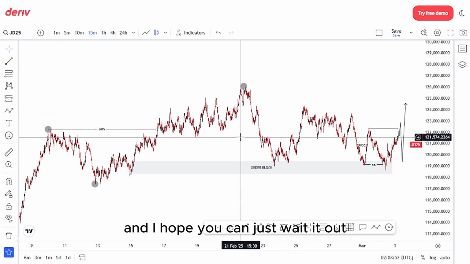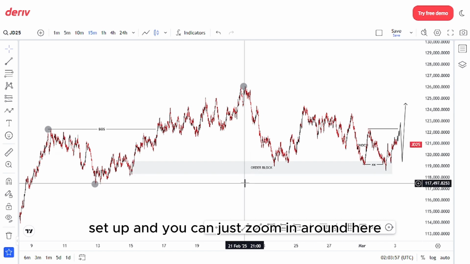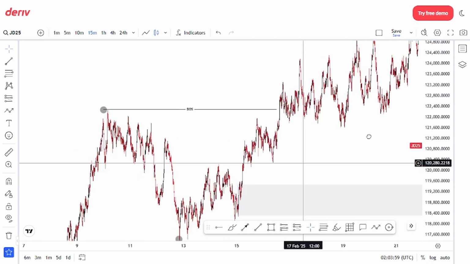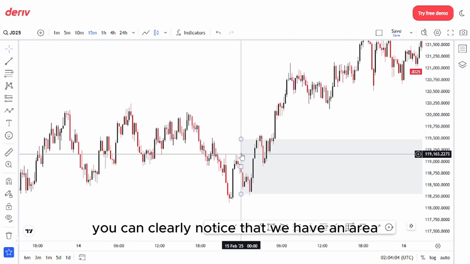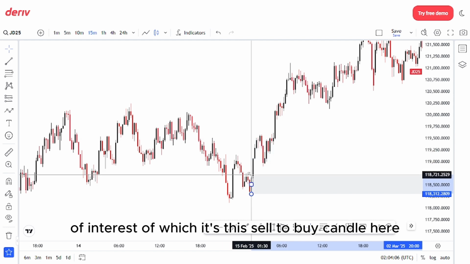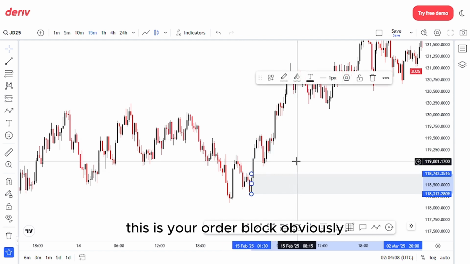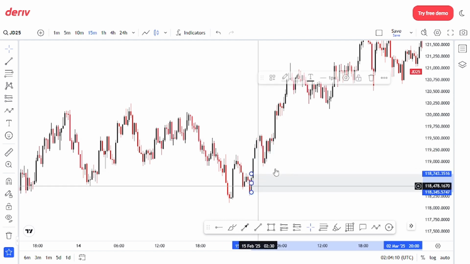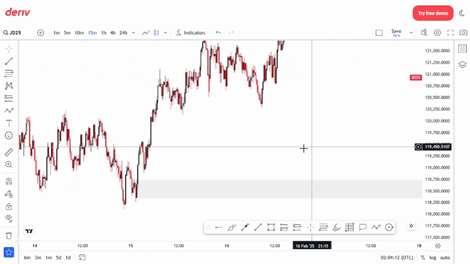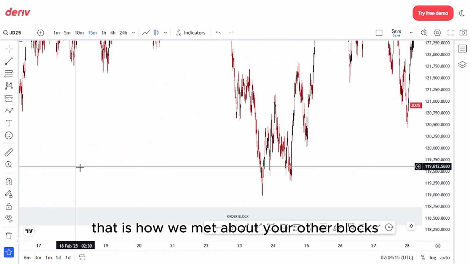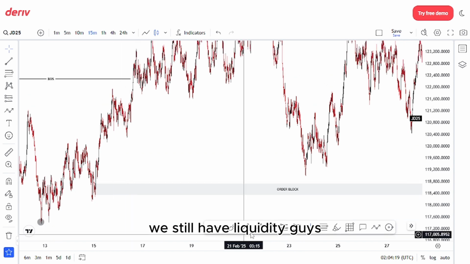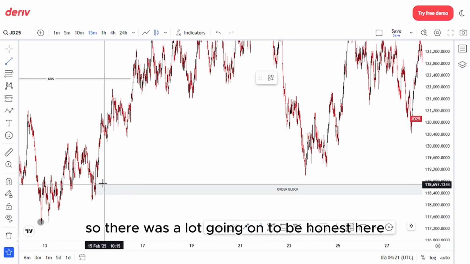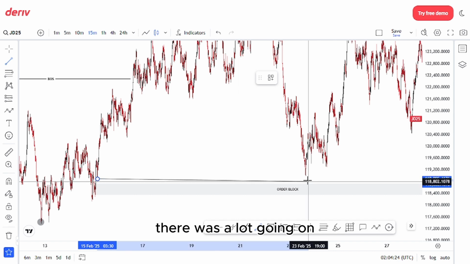And I hope you can just wait it out and see if the market will respect the setup. You can just zoom in around here. If we zoom in, you can clearly notice that we have an area of interest, which is this sell to buy candle here. This is your order block. Obviously, for those who don't know how to map out the order blocks, that is how you map out your order blocks, my bruella. As you can see here, we still have liquidity, guys. There was a lot going on, to be honest.